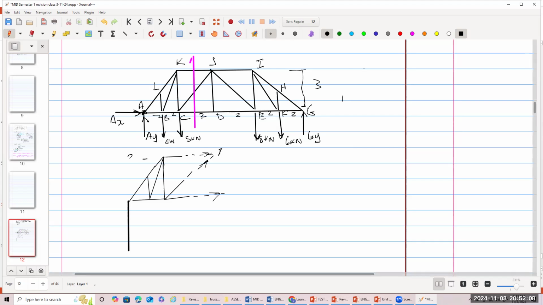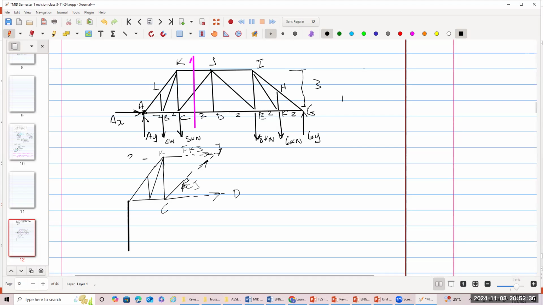So you're assuming that they're in tension. And you label them. So this is K. This is C. This is J. And this is D. You're going to label this F, K, J. You're going to label this F, C, J. Not looking so neat there. And you label this F, C, D.